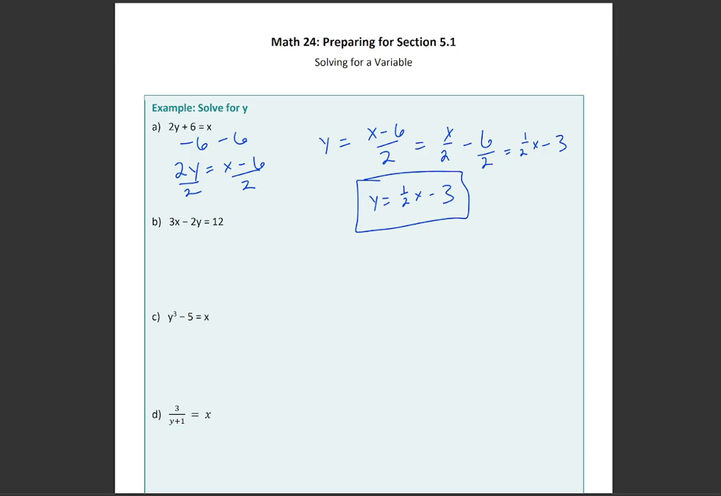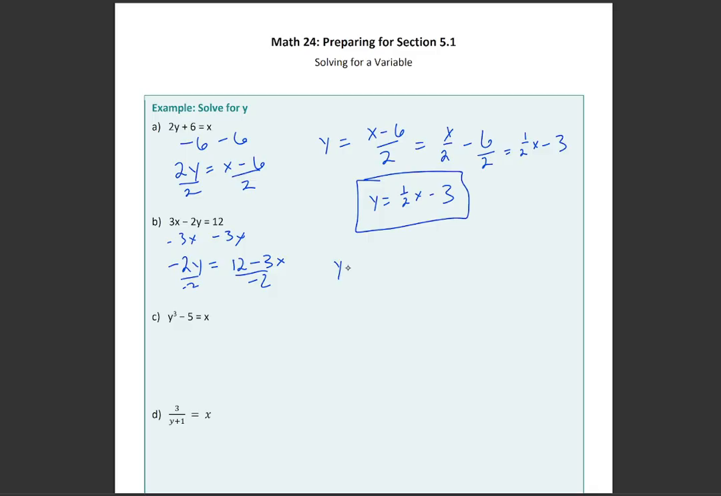Now with this next one, we need to move our x term to the right-hand side. And so let's subtract 3x from both sides. And we have negative 2y equals 12 minus 3x. Divide both sides by negative 2.